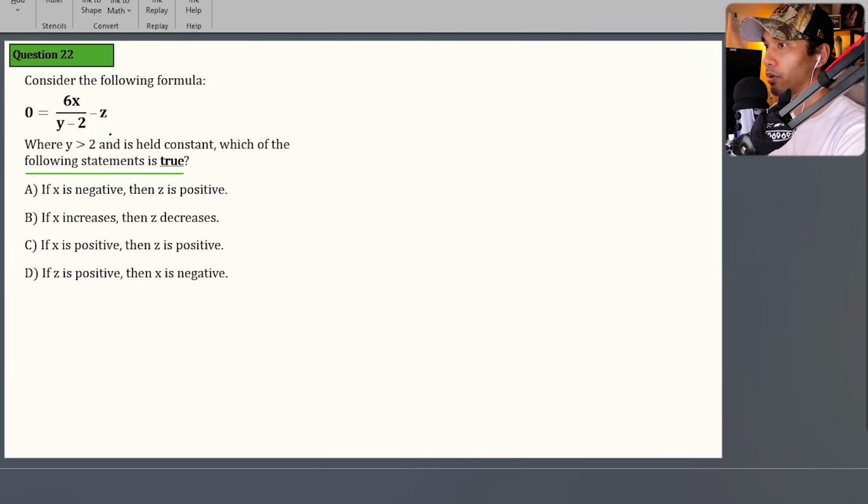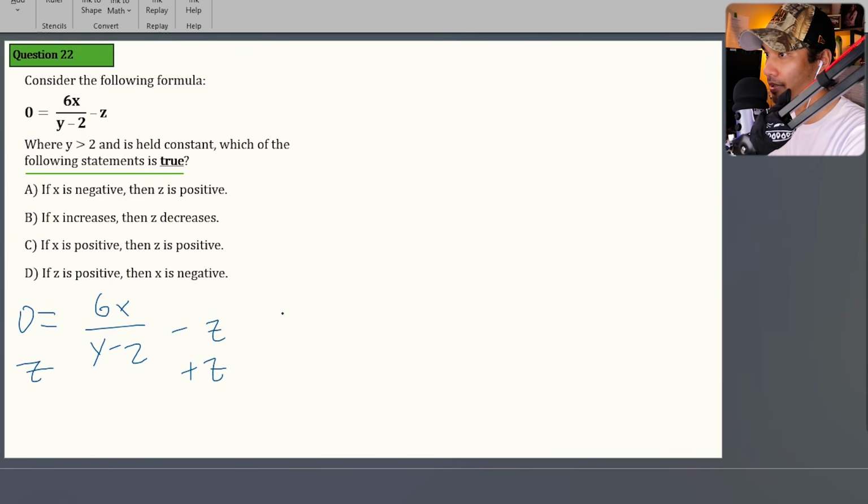So for this, I would move this z. I would rearrange the equation like this: 6x equals y minus 2 times z, I would put it into z terms. That's what I would do because we want to figure out the relationship between z and x. So then we're left with z equals 6x over y minus 2.